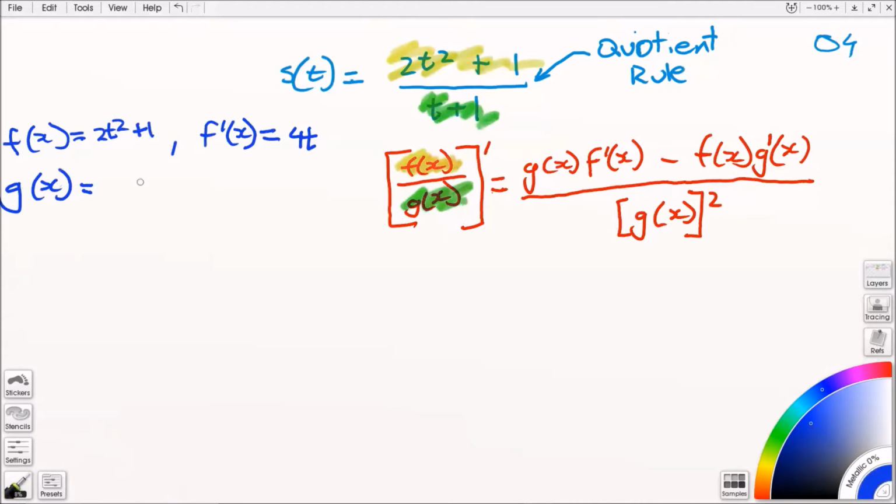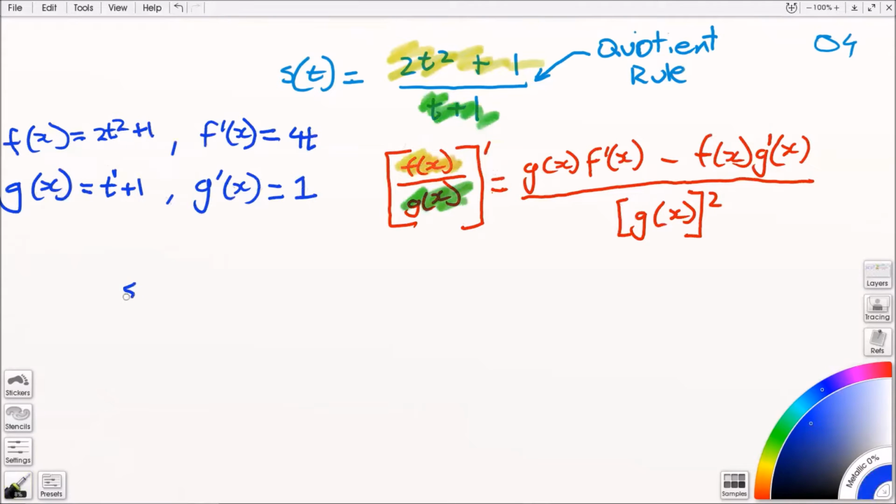g of x now is t plus 1, as it says in the bottom. So g dash x, deriving it. Remember, there's secretly a 1 up there. So we bring the 1 down, subtract 1, and we get 1 at the top, and then the constant at the end disappears. So we're just left with 1.